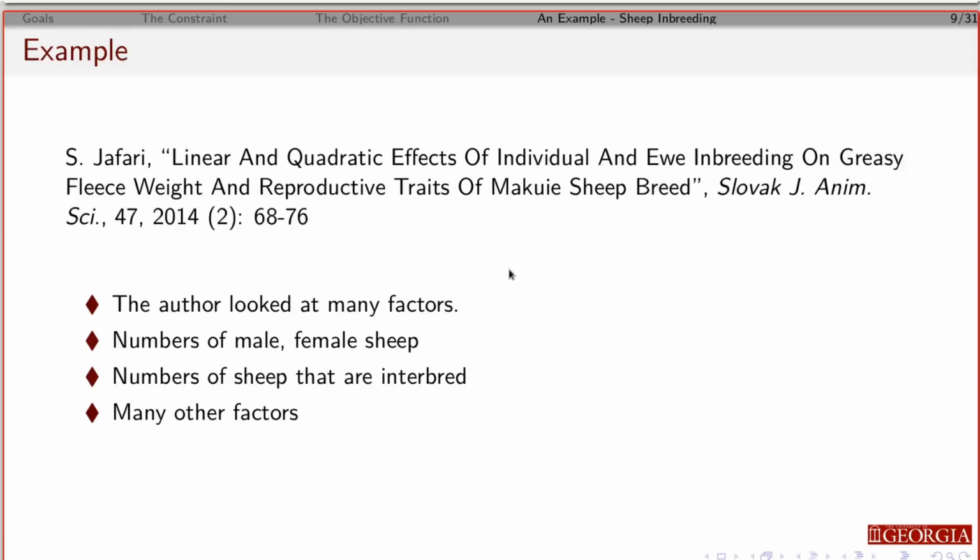Problem is you can go too far. If you go too far, they get too well interbred and they won't produce as much fleece. So you can take these things too far, and the question is what's the balance? And the author here looked at amount of interbreeding and some other factors, and there's very complicated interactions here.